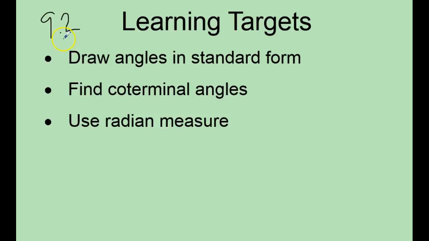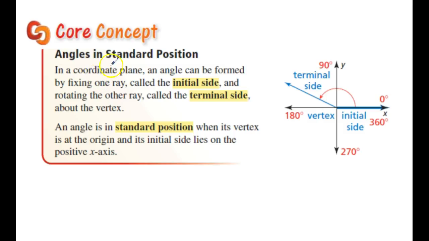All right, here we're looking at section 9.2. In this section, our learning targets: first we're going to draw angles in standard form, then we're going to find coterminal angles, and thirdly we're going to use radian measure. This is really going to help us go back and forth between degrees and radians, depending on what we're looking at. So the first thing we have to figure out is what standard position and standard form is.